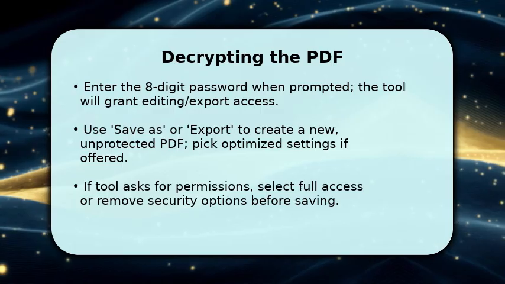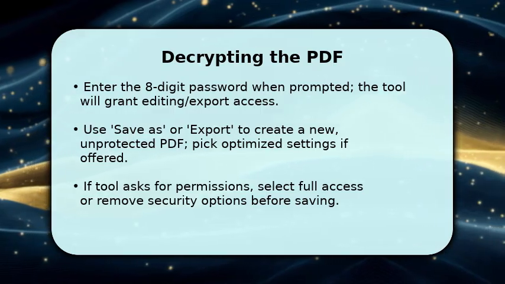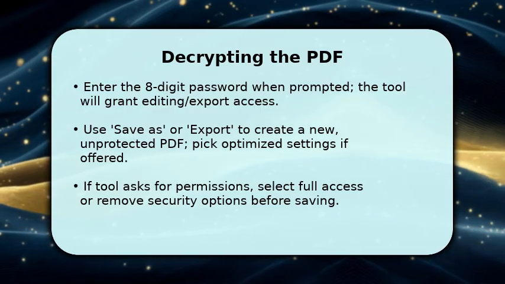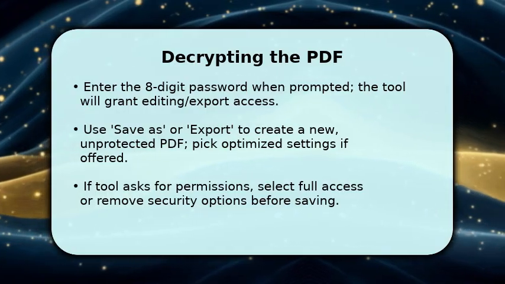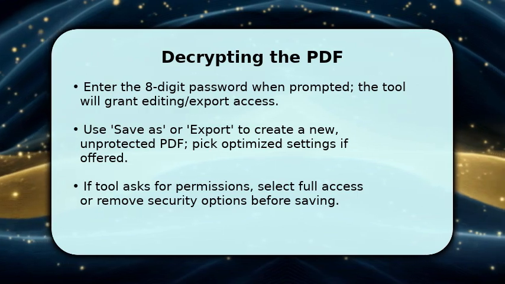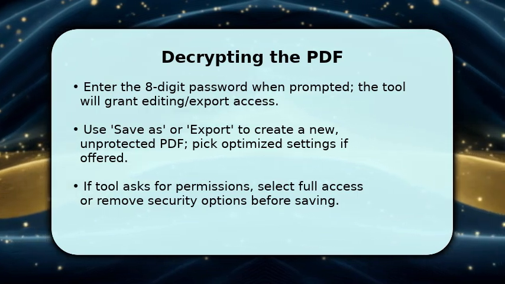After changing that setting, use Save As or Export to write a new PDF. Choose standard compatibility and avoid adding a new password. Make sure the output file name indicates it is unprotected so you don't confuse it with the original file.